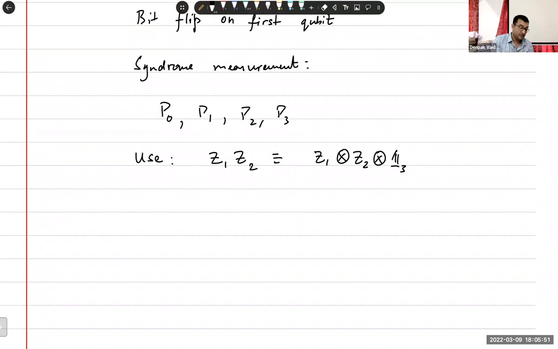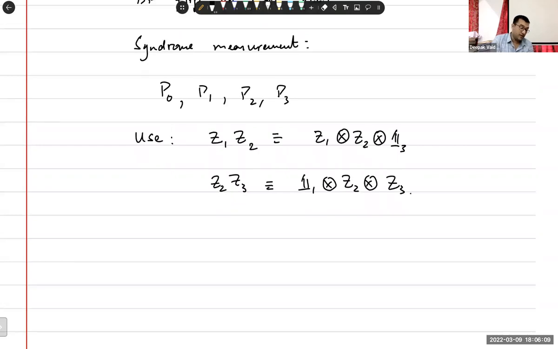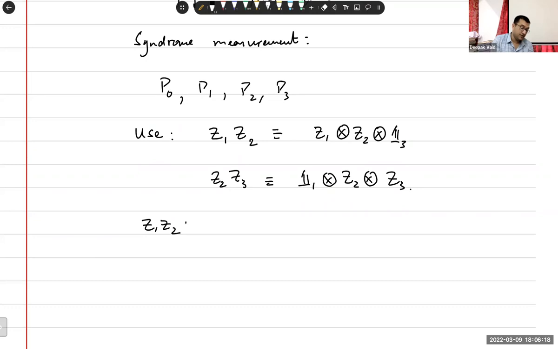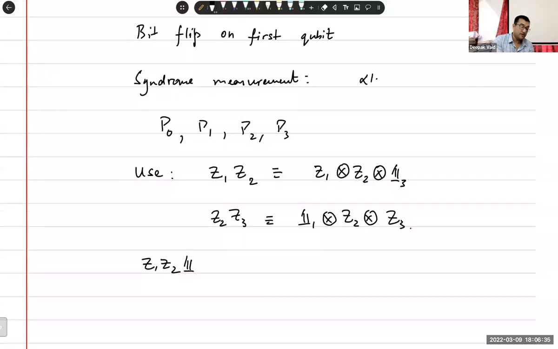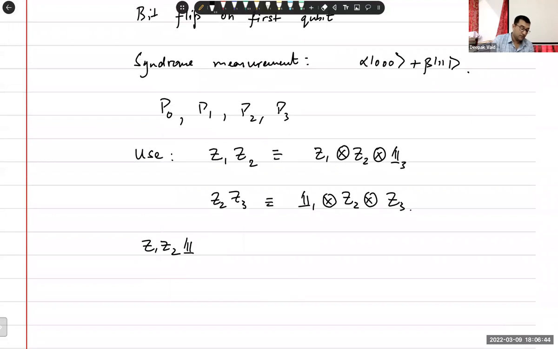So for instance, Z2, Z3 will be identity, then Z2, then Z3, and so on. Now, if we ask what is the eigenvalue of this observable Z1, Z2, just for the sake of clarity, I'll put a 1 at the end to indicate the fact that this is a 3-qubit operator. And now we are going back, we are talking about our 3-qubit state. So if I ask what is the eigenvalue of this operator, what are the possibilities? What are the possible eigenvalues?